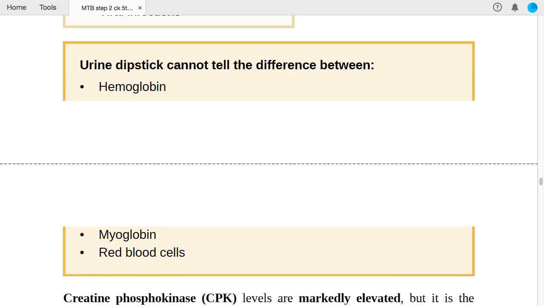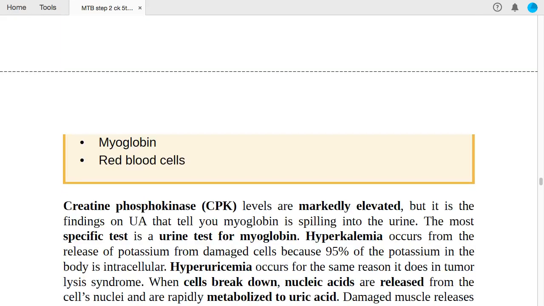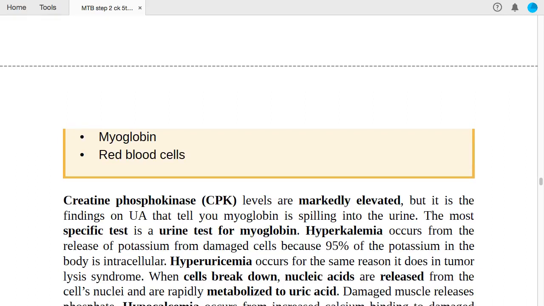Then we have creatine phosphokinase. CPK levels are markedly elevated in case of ATN, but it is the findings on urine analysis that tell you myoglobin is spilling into the urine. If there is myoglobin spillage, you can always confirm it with the help of the CPK, because the dipstick will never give you a clue whether this is myoglobin, a red blood cell, or hemoglobin. So you can always check with the CPK level. If the CPK level rises, it means that myoglobin is there. Myoglobin is the cause. The most specific test is a urine test for myoglobin.